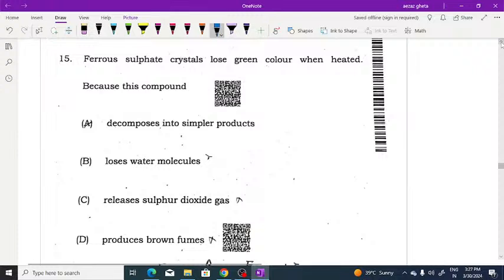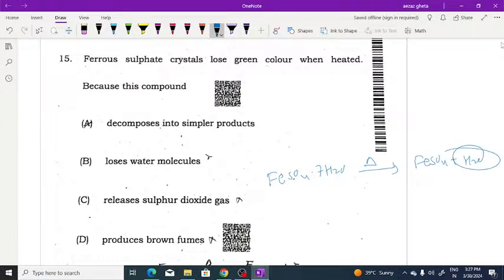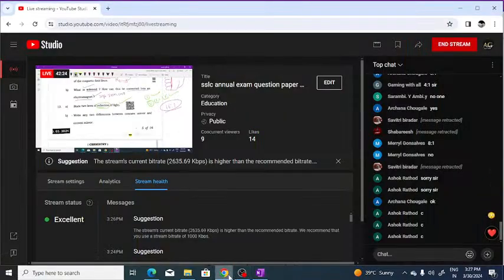Ferrous sulfate crystals, FeSO4.7H2O, lose their green color when heated. Why does it lose the green color? Because it loses water molecules. It loses water molecules, so it now becomes white colored FeSO4. This is the right answer. How many students wrote this answer?